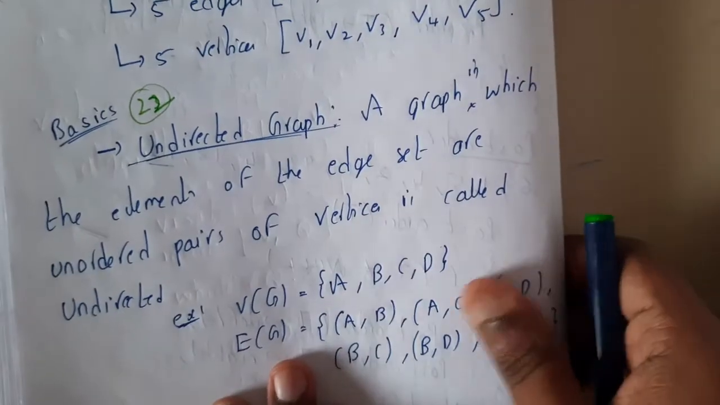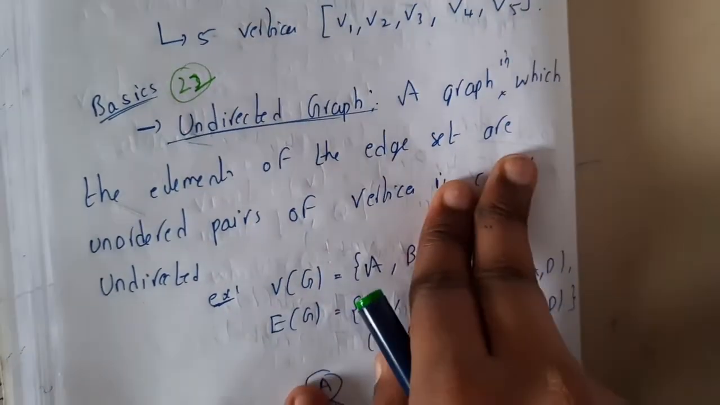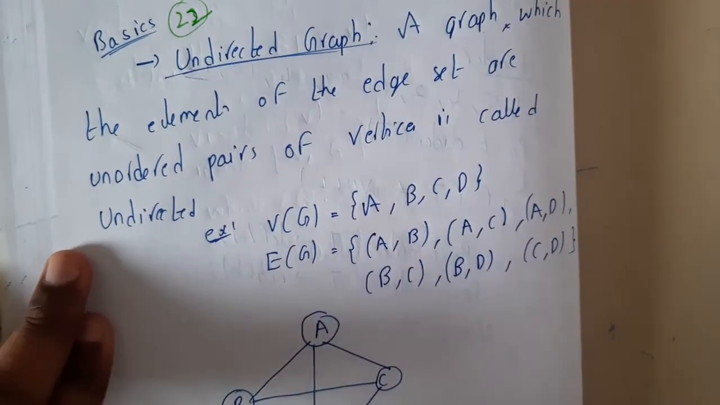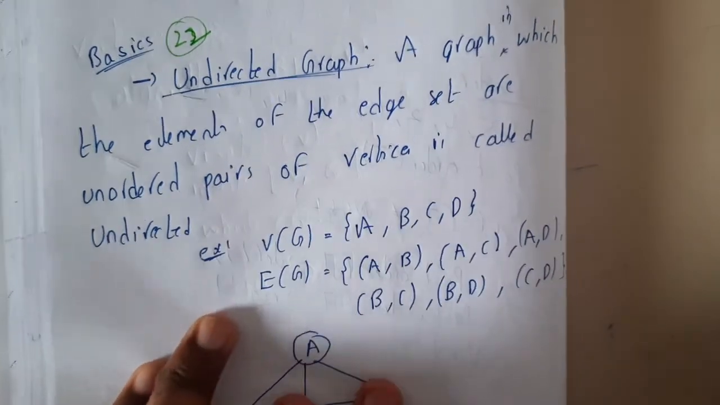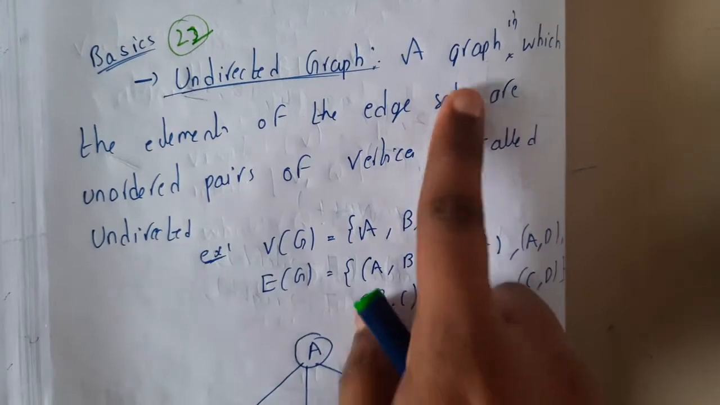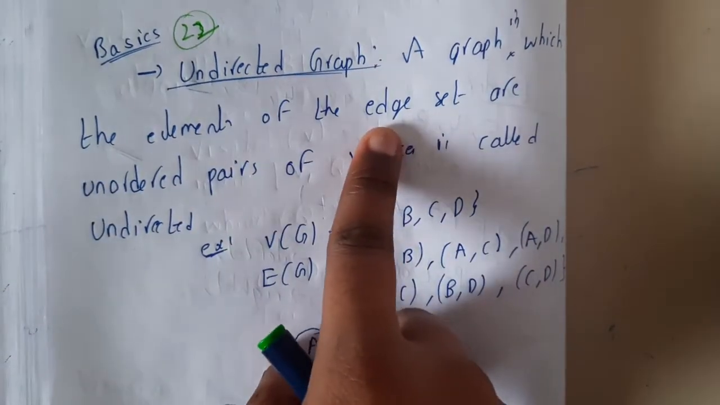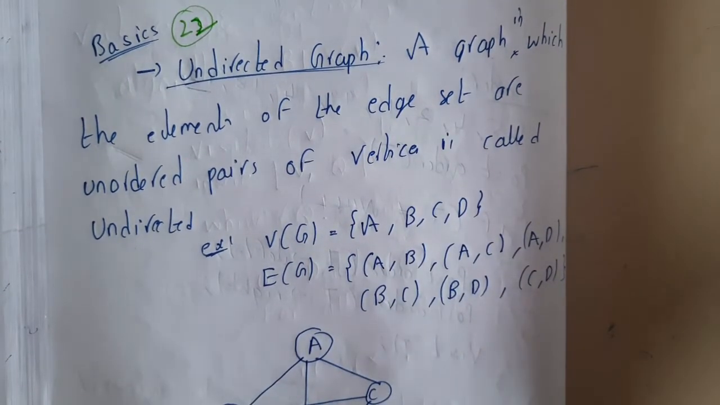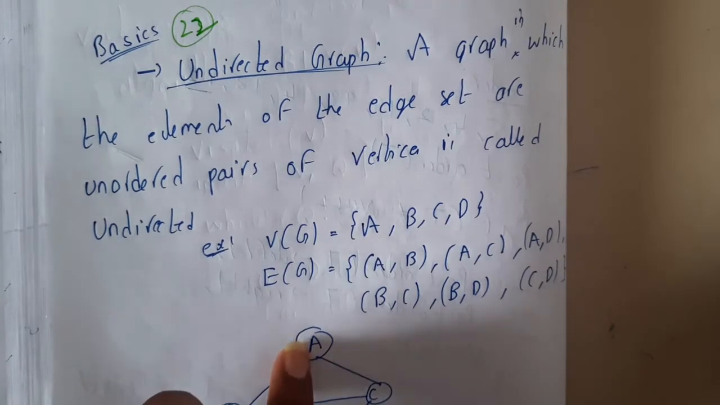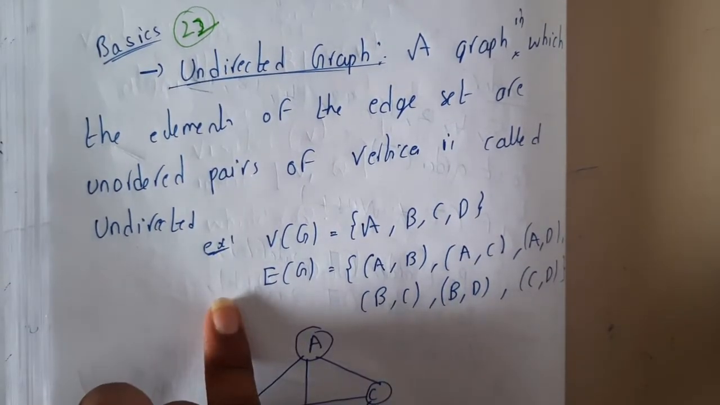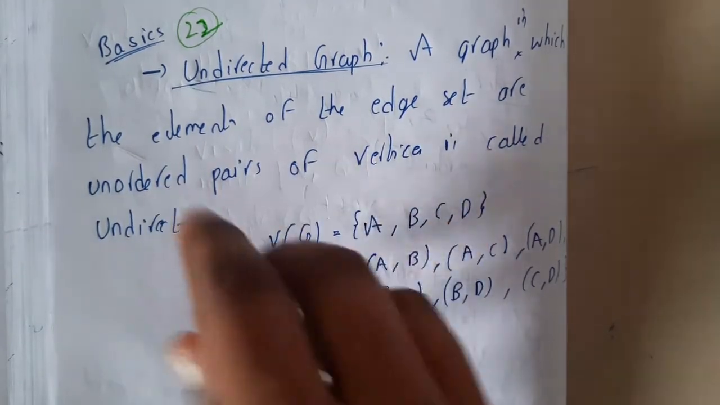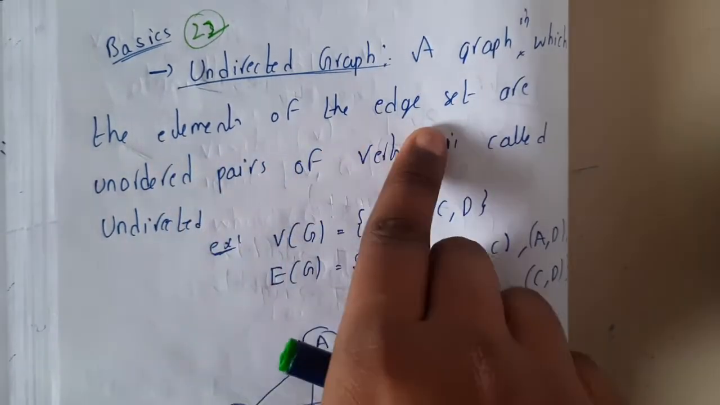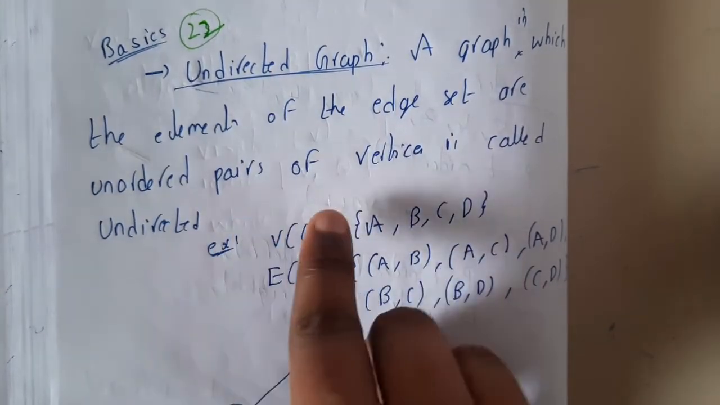Let us go through some basics of graphs. Everyone knows the things we are discussing now, but just for revision, let us go through them. Undirected graph: a graph in which the elements of the edge set are unordered pairs is called an undirected graph. In this there is no direction, so there is no particular path like A to B.